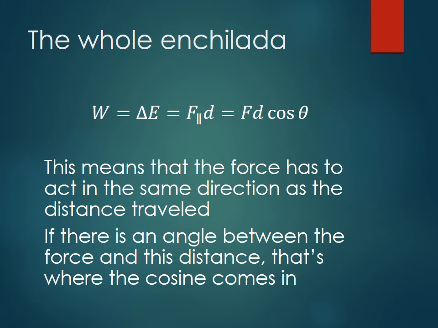Okay, so one of the easiest examples is if I am pulling a wagon, the handle's not horizontal, it's at an angle. So the force I'm applying is not actually opposing the motion. So it's not in the same direction as the distance traveled. That will be important with friction, and we'll see that one later on.